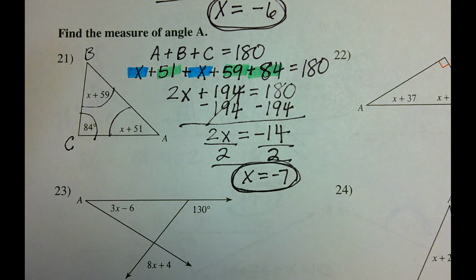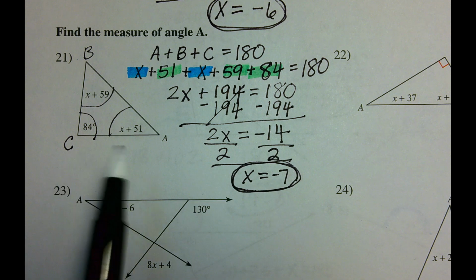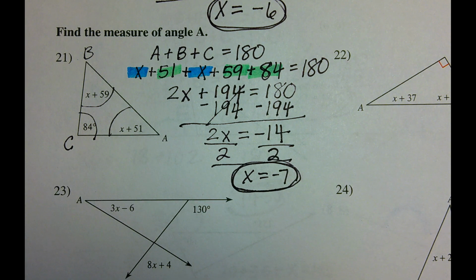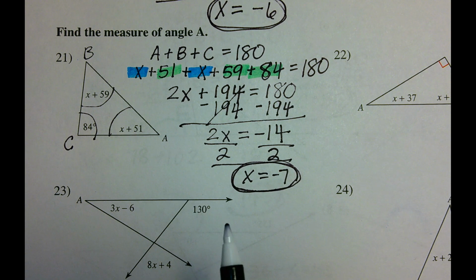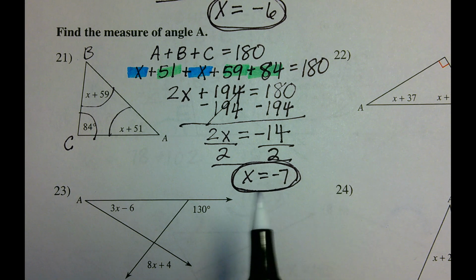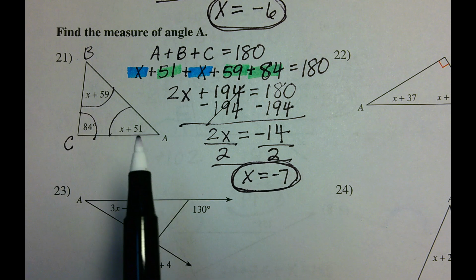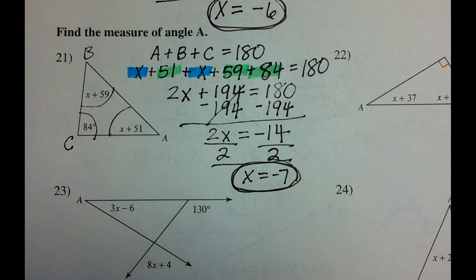Good. So we solved for x, but we want to know the measure of angle A. Can we find the measure of angle A? We would do 51 times negative 7? No. The straight line is 180. I know what x is. I know A is x plus 51. How do I find my A? Negative 7 plus 51. Yes!